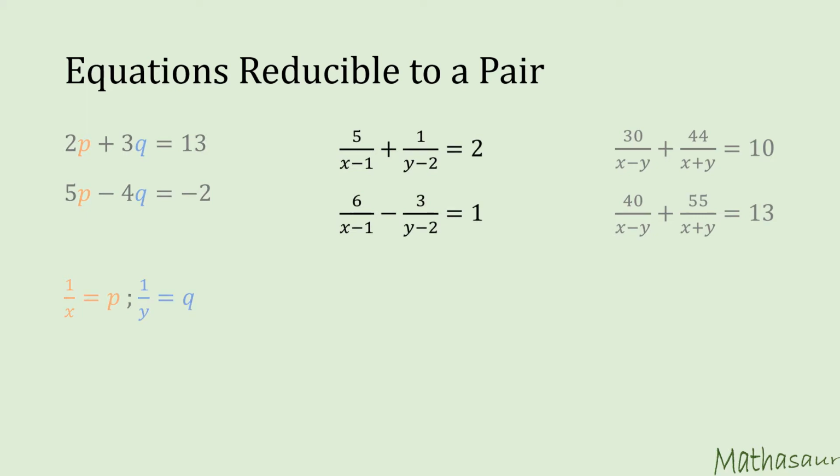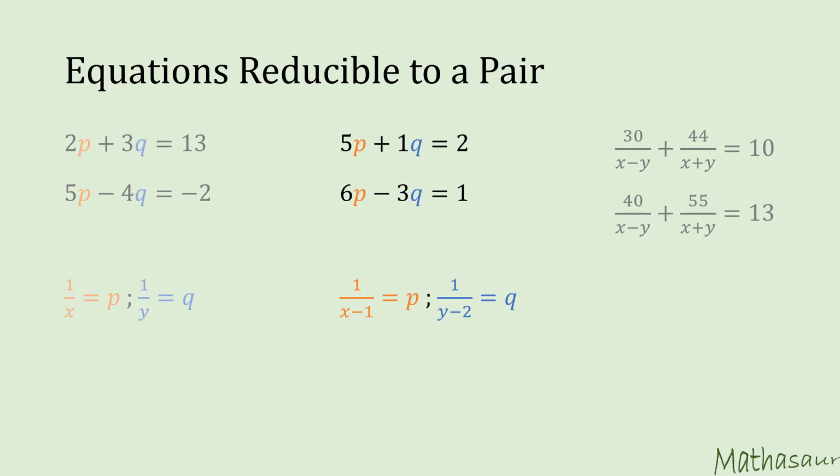Let us look at the second pair of equations. Once again, the variables are present but in a different form. So we have x minus 1 in both the equations and y minus 2 in both the equations. Let us assume 1 upon x minus 1 equals p and 1 upon y minus 2 equals q. Rewriting these equations in terms of p and q, now we can solve them for p and q.